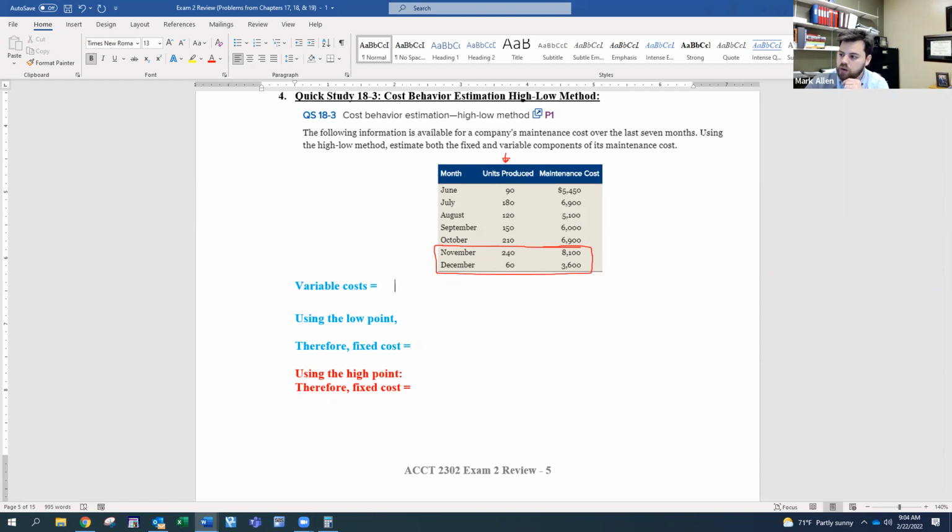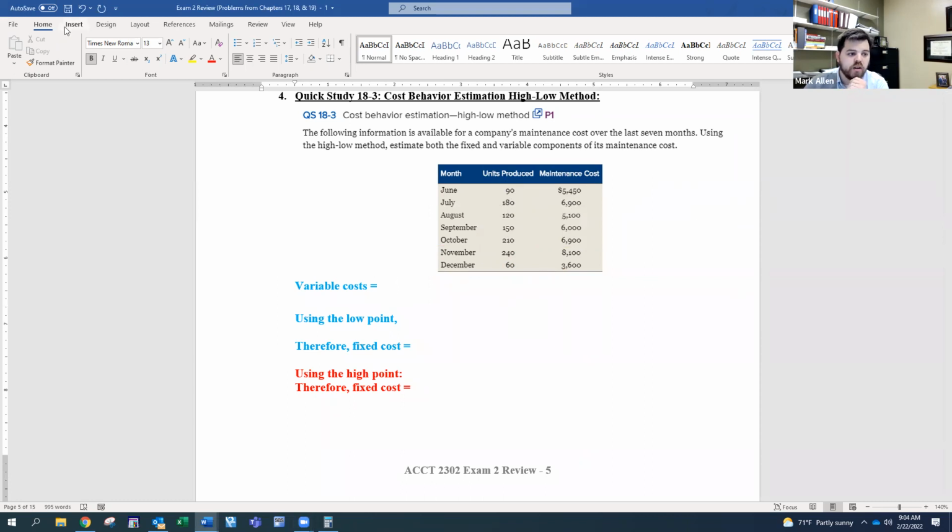So in this case, you'll notice that as you come down, our units produced highest point was here at 240, and our lowest point was here in December at 60. Once again, those are not always consecutive months, certainly. In this case, they happen to be.